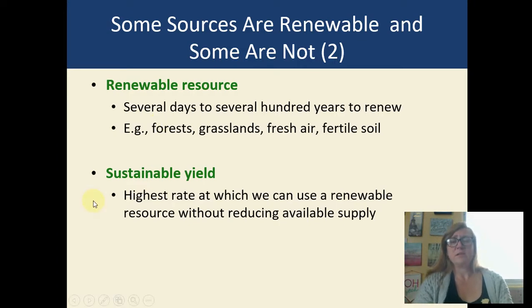And then we have sustainable yield. That's the highest rate at which we can use a renewable resource without reducing its available supply. So the sustainable yield of a forest: how many trees can we cut down per year, for example, without it affecting the forest? I don't know. That's different for every area, every forest, every resource, which is why understanding some of these things or making sustainable plans can be so challenging.